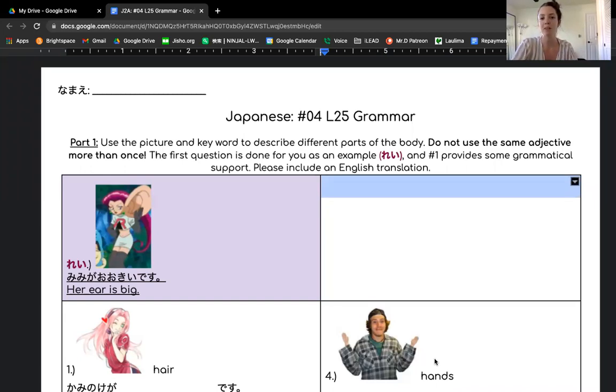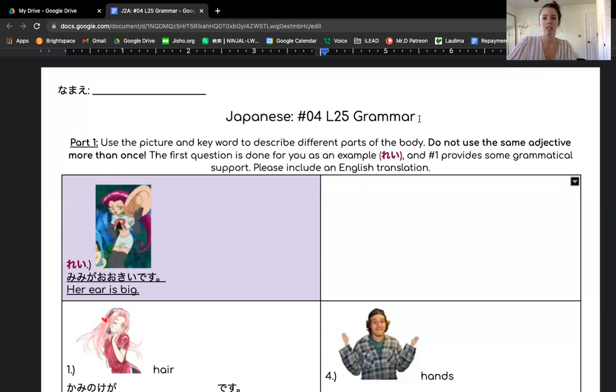Let's get to our number 4, lesson 25 grammar assignment. So this focuses on how to describe body parts and just describe things in general. So let's read the description for part 1. It says, use the picture and keyword to describe different parts of the body. Do not use the same adjective more than once. So let's try to be creative here and use different adjectives that we're learning. The first question is done for you as an example. And number 1, provide some grammatical support. Please include an English translation.